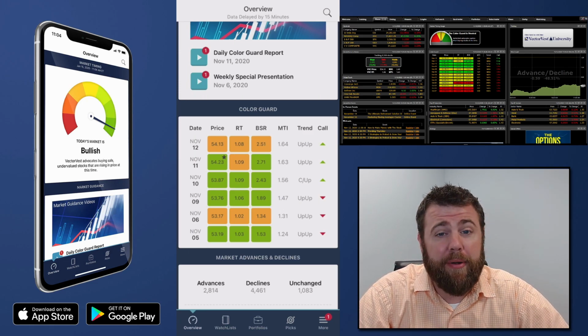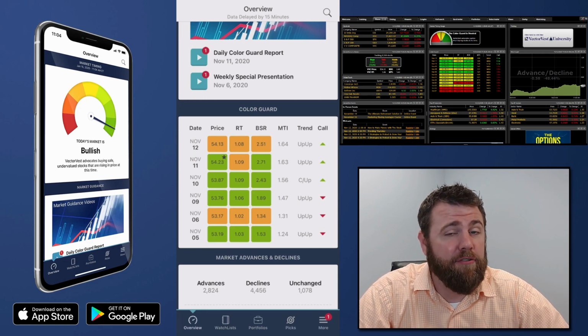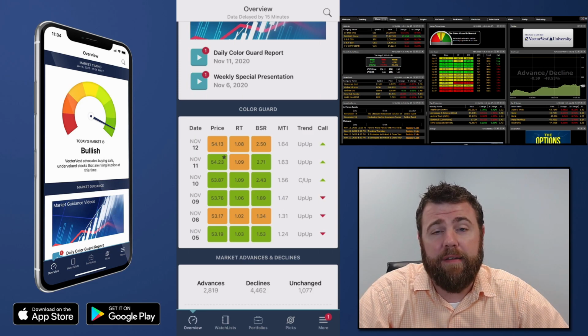Then we get the trend where we can see we're in an up trend. So on a weekly basis, we're still in an up situation. And on the underlying trend of the market, we're still up as well. And then for our most conservative investors, we look at the confirmed calls.